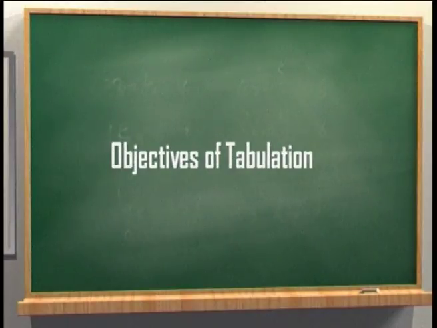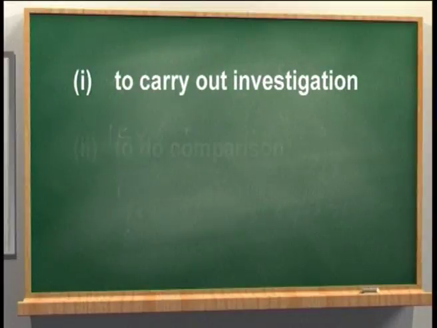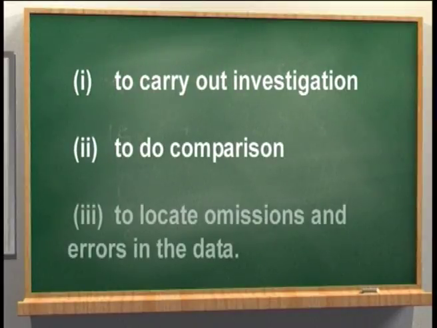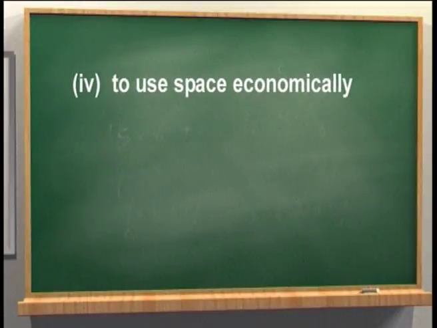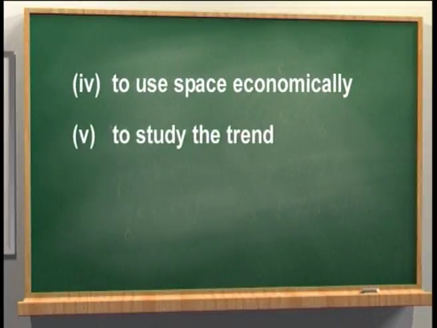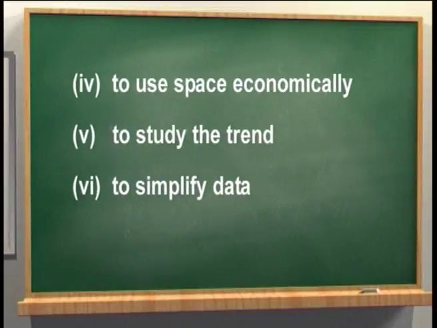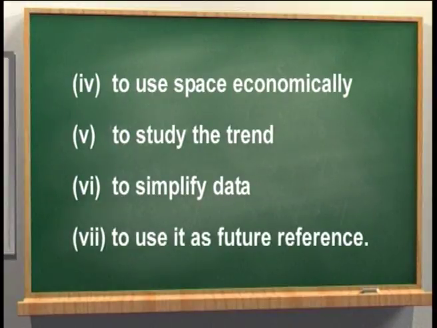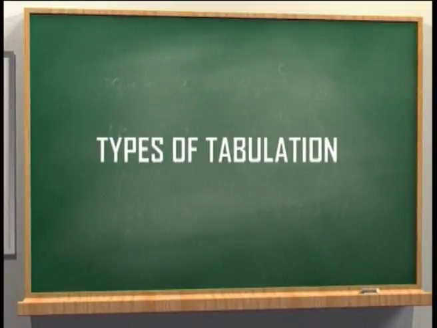Objectives of the tabulation. The main objectives of the tabulation are to carry out investigation, to do comparison, to locate omissions and errors in the data, to use space economically, to study the trend, to simplify data, to use it as future reference. There are different types of tabulation.